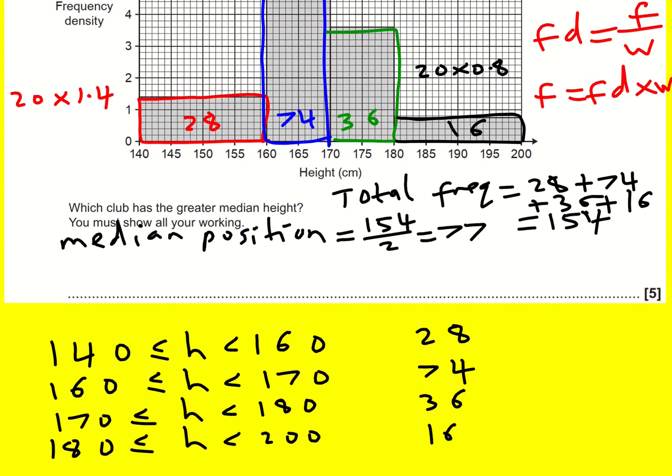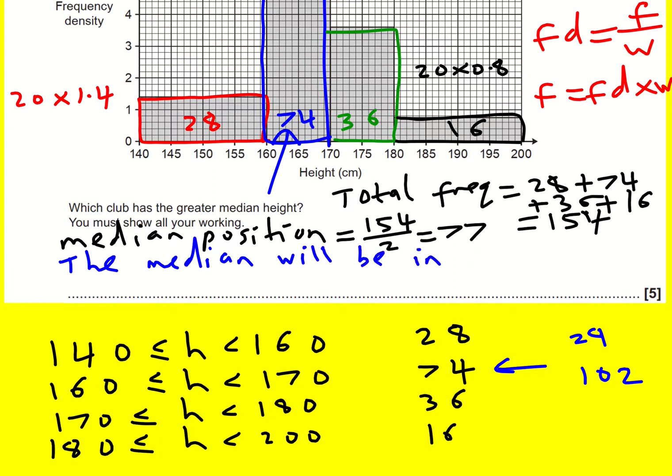And when you tend to find the median from this, you tend to say, right, well, it's not going to be in the first group, and then, oh, it's going to be in the second group, because you can see that the last person in this second group is going to be the 102nd person, and the first person is going to be the 29th person. So I can see for sure that the median is in this group. And that's going to be enough. The median will be in the 160 to 170 class.